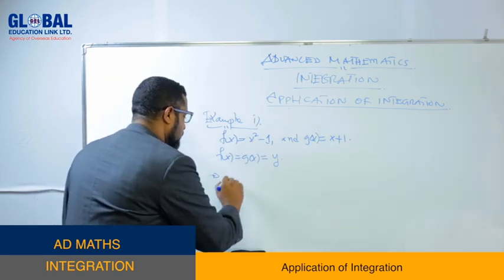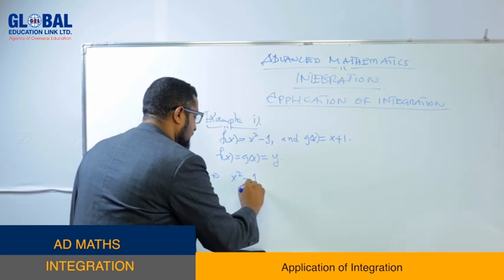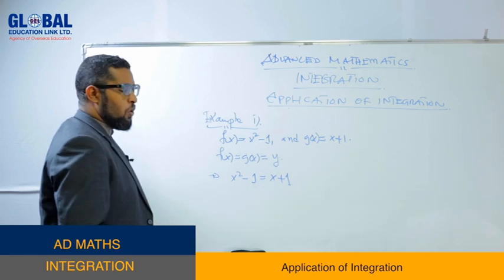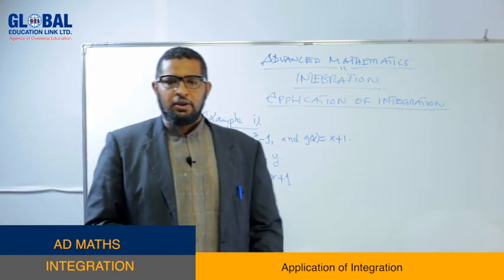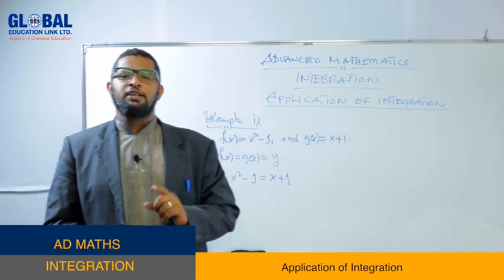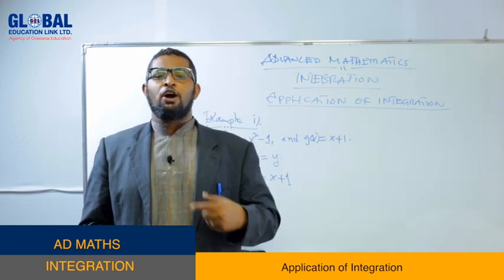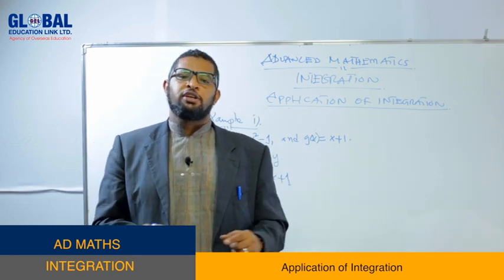So here we are just equating x squared minus 1 is equal to x plus 1. Why are we doing so? Because the functions are defined in terms of x, so we are finding the value of x. And these are going to be our limits in the integral.